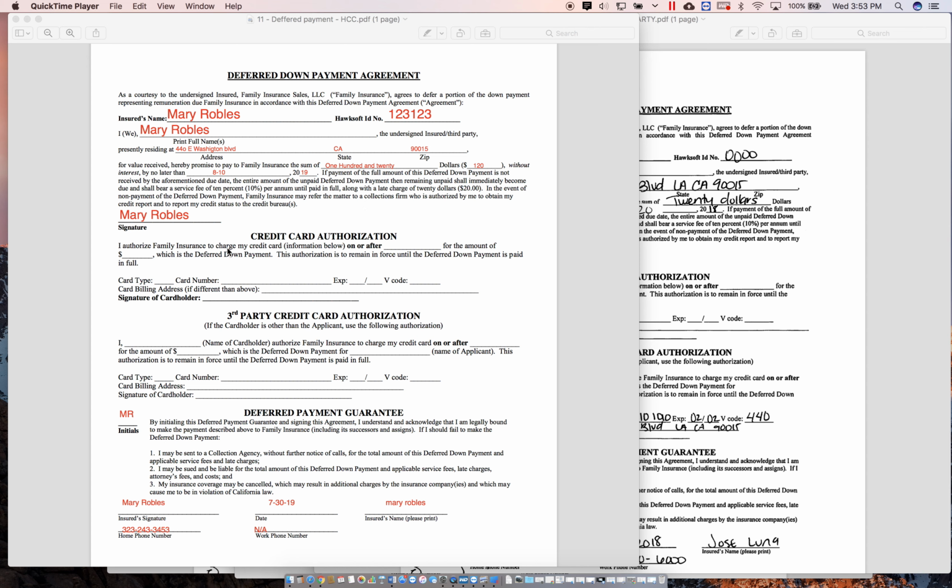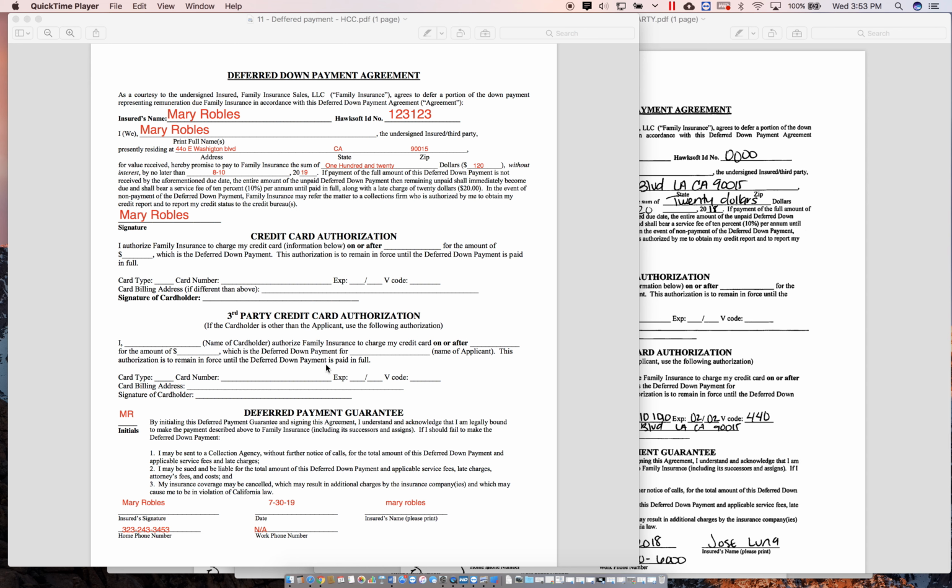The second part is a credit card authorization section. We would fill this out and the customer would sign it, authorizing Family Insurance to deduct the $120 from their credit card on this date. So once again, the first part is more of the details of the agreement. The second part is authorizing Family Insurance to deduct the balance from their credit card on the date we agreed.